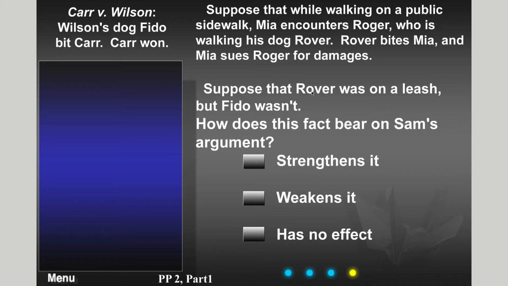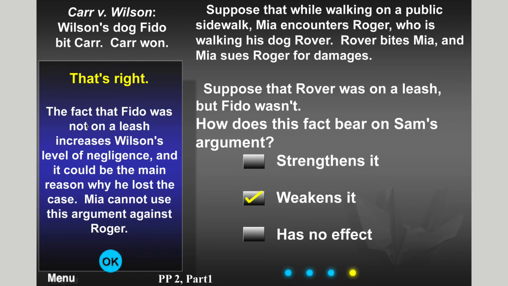Well, it seems that it weakens it because Roger seems to be taking much more responsibility over Rover than this person, Wilson, who owned the dog Fido in that case. So since he's being more responsible, right, by putting Rover on a leash, he seems to be trying to take care that Rover does not bite other people. So I think this would weaken the argument, right? The fact that Fido was not on a leash increases Wilson's level of negligence.